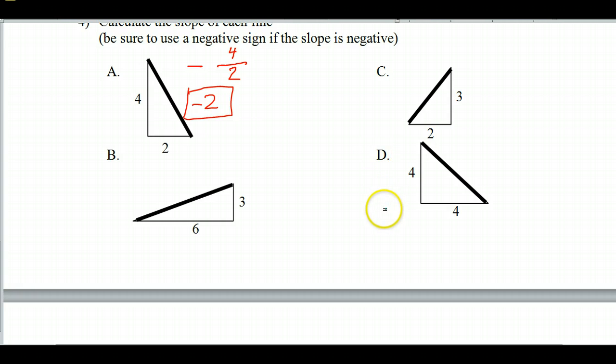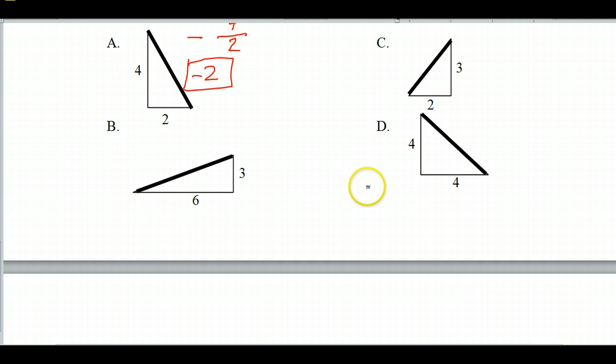Okay, Tiger. Look at B. Is this going to be positive or negative? What kind of slope am I talking about? All right, this is a positive slope. Now go ahead and set it up for me. It starts off as 3 over 6, because that's rise over run. How does it reduce? It reduces down to 1/2. So B should be a slope of 1/2. Any questions so far? Bryant. All right, let's move on to C.